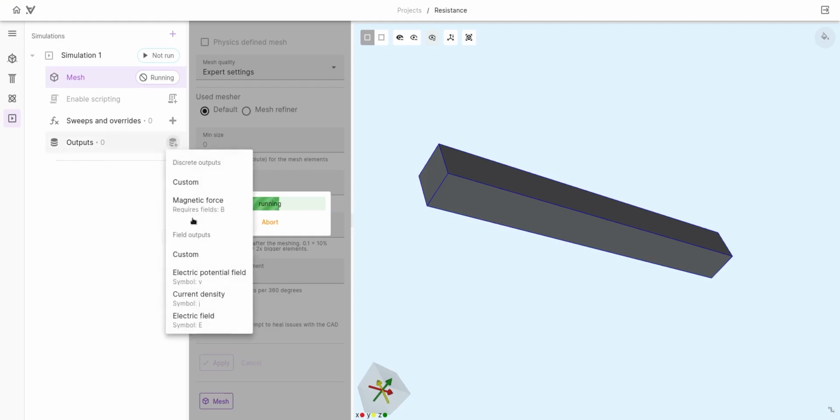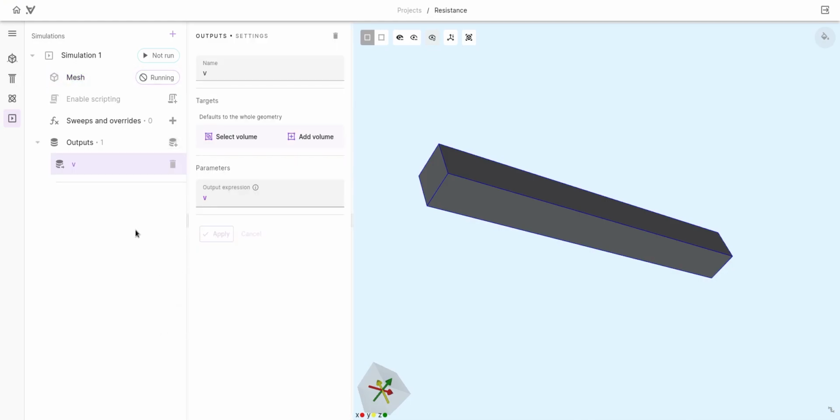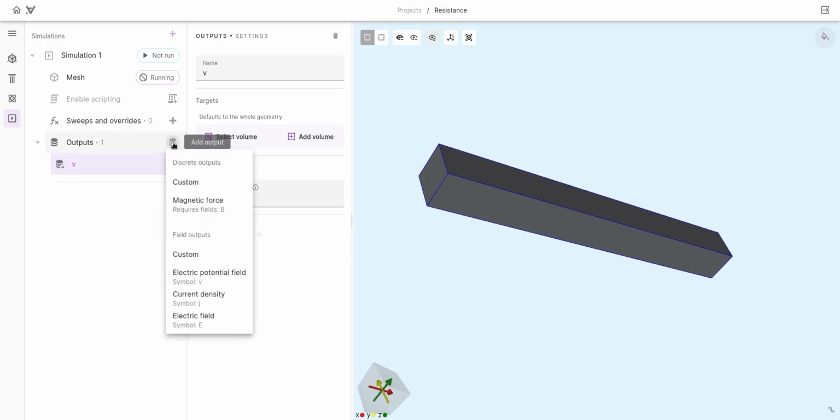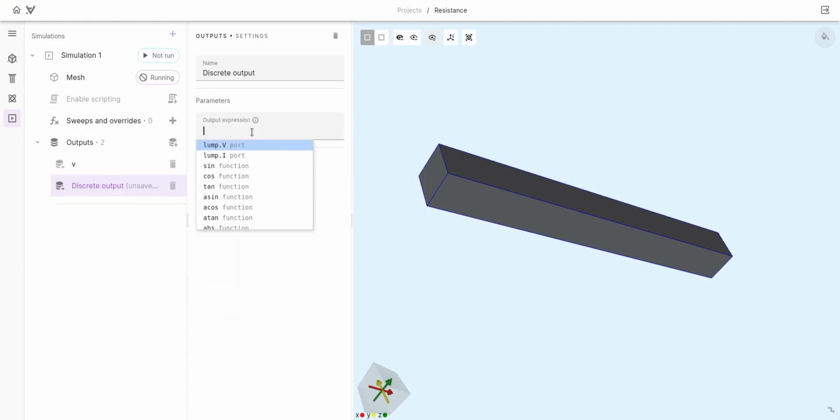Now we could already ask for the outputs if we want to see, for example, the electric potential V for visualization, but we want to actually compute the resistance. So what we will do is add a custom discrete output, and there we will have access to the V, the potential on the left electrode where we define the lump interaction, and also to the total current flowing in. So the resistance is nothing else but this divided by the total current flowing in. That's it.